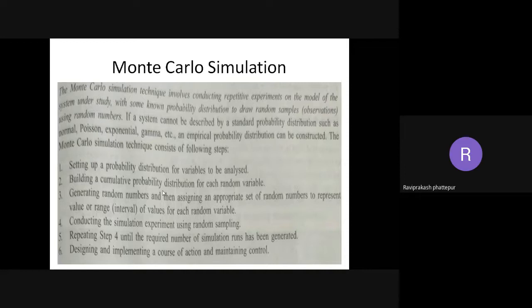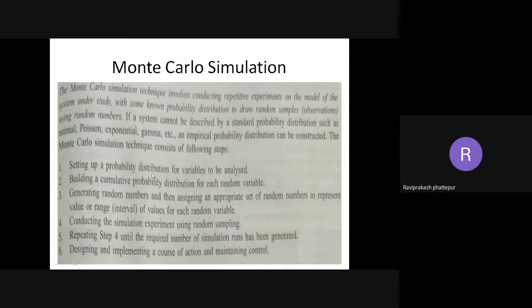So if a system cannot be described by a standard probability distribution such as normal, Poisson, exponential, gamma, etc., if we cannot find out the answers with this, an empirical probability distribution can be constructed. Okay, the Monte Carlo simulation technique consists of the following steps. So these are the following steps.